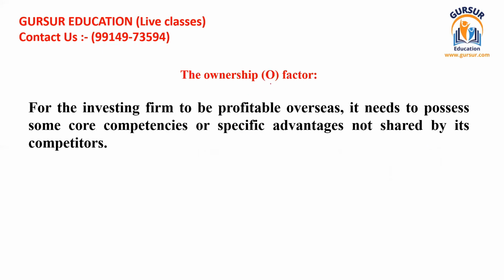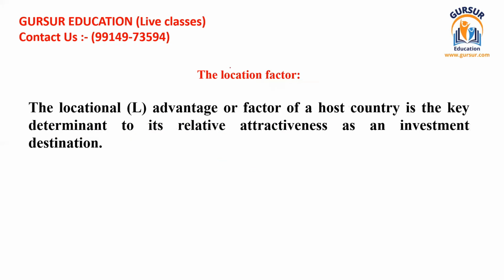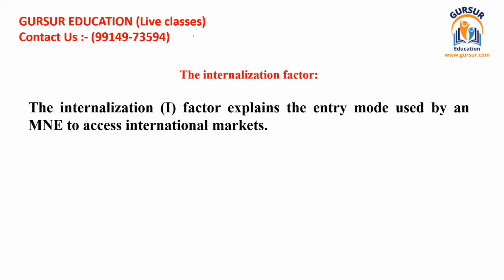So this theory tells how much FDI flow should be there, and that depends upon three factors. The first factor is the O factor, the ownership factor. For the investing firm to be profitable overseas, it needs to possess core competencies or specific advantage. You must have the core competency and specific advantage, only then is it profitable to make foreign direct investment. The second is the L factor, the location factor. You must have the locational advantage as well. You must set up your plant at the location where you can easily enjoy the economies of scale. And the last is the I factor.